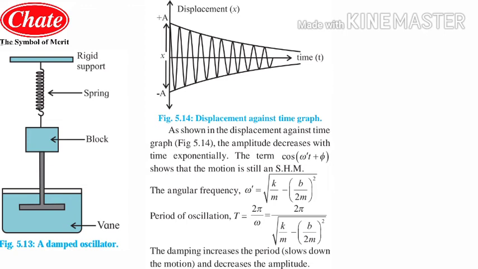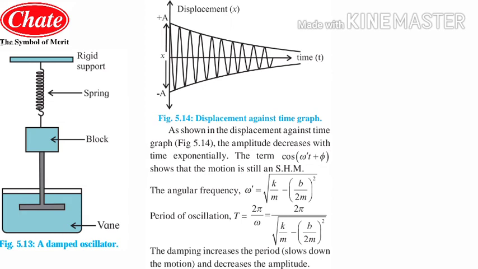Now students, you can see the graph of displacement against time. Plus a is the positive extreme position while minus a is the negative extreme position. On the x-axis there is time, and on the y-axis is the displacement. As shown in the figure, the amplitude decreases exponentially with time, meaning the amplitude keeps decreasing as time keeps increasing.